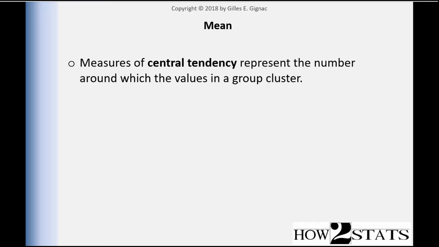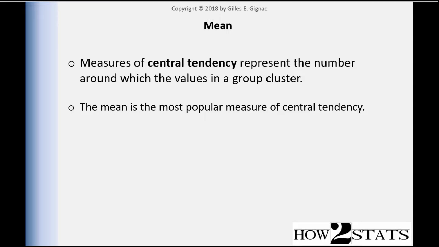So that's a definition of a measure of central tendency. And there are three measures of central tendency that are typically observed in research. And the mean is arguably the most popular measure of central tendency. And this is the formula associated with the mean.